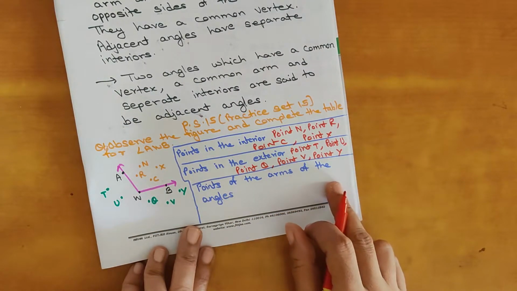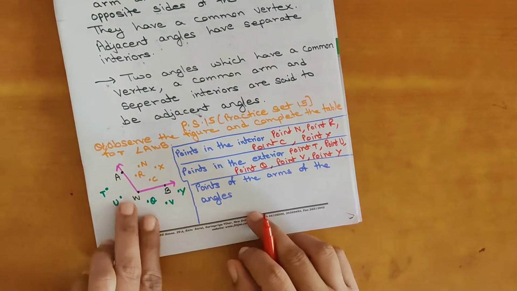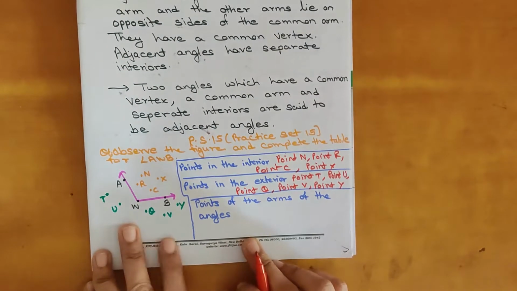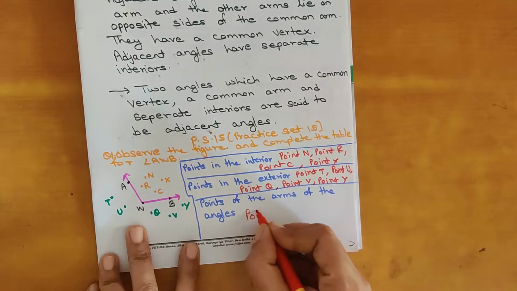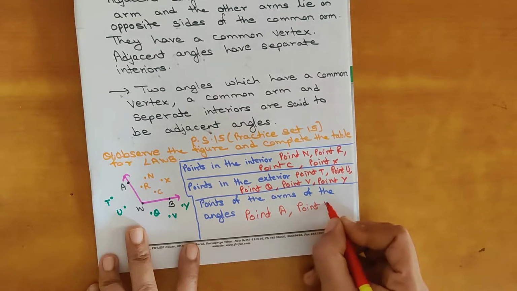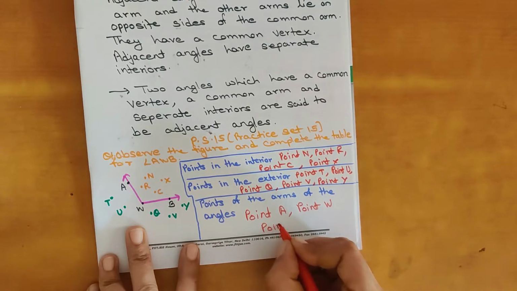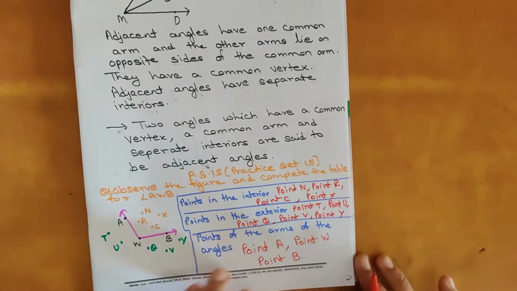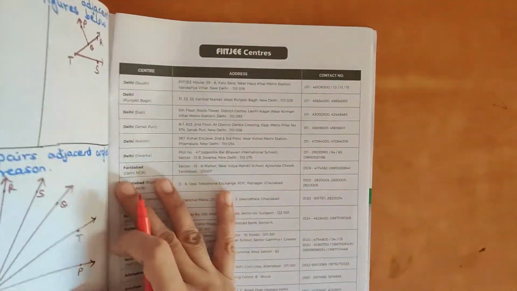Points on the arms of the angle. Which are the points on the arms? Can you see the black color points? So they are on the arms. That is point A, point W and point B. Okay. Now next question.